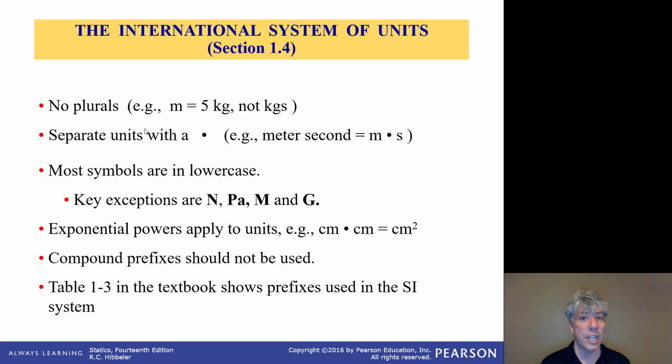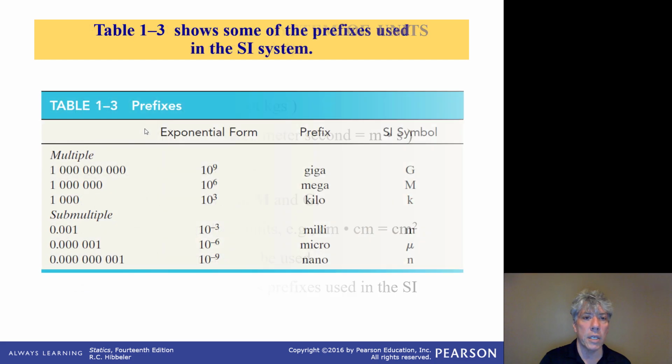Exponential powers apply to units. So if you have 2 feet and you square it, not only do you have to square the 2, but you have to square the feet. So 2 feet times 2 feet is 4 square feet. Feet times feet is feet squared, or square feet. So be very careful about that with your exponents. If you square the number, you better square the unit as well. You should not use compound prefixes, and I've got some examples of that. And there is a table in the book to show you prefixes used in the SI system.